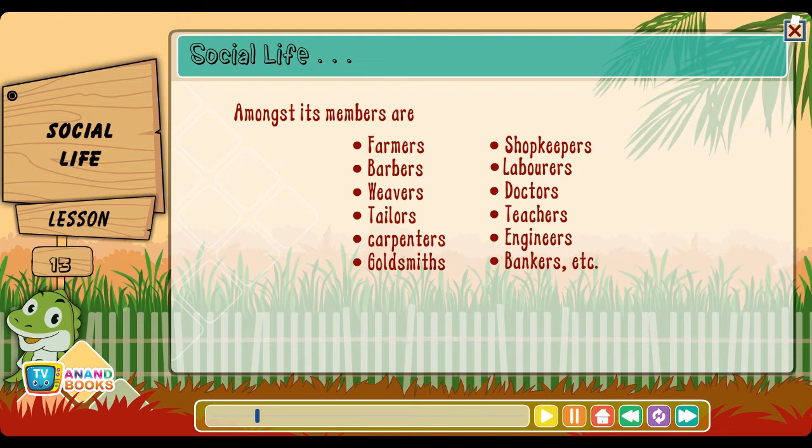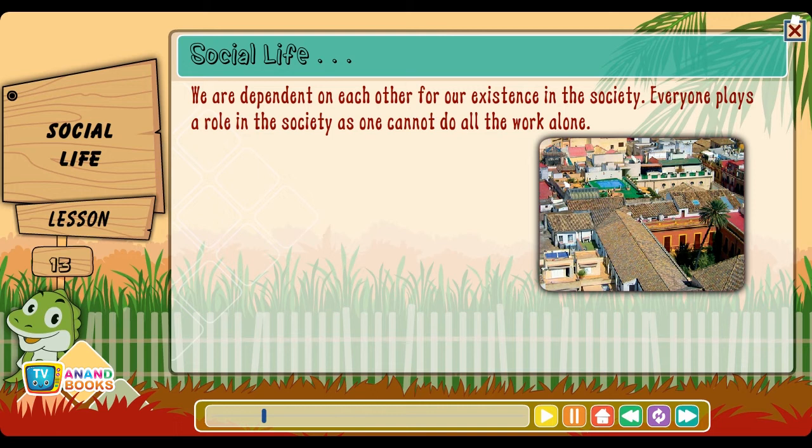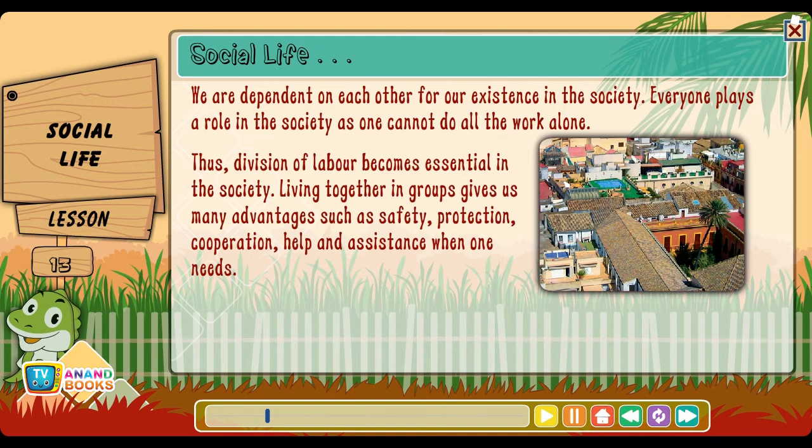A community promotes interdependence. We are dependent on each other for our existence in the society. Everyone plays a role in the society, as one cannot do all the work alone. Thus, division of labor becomes essential in the society.